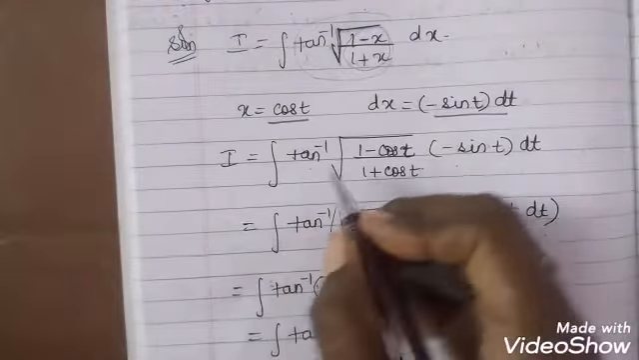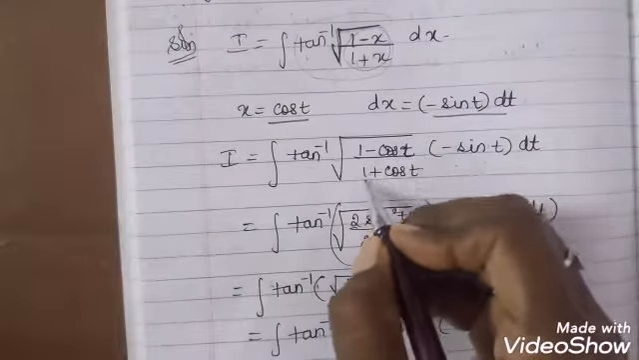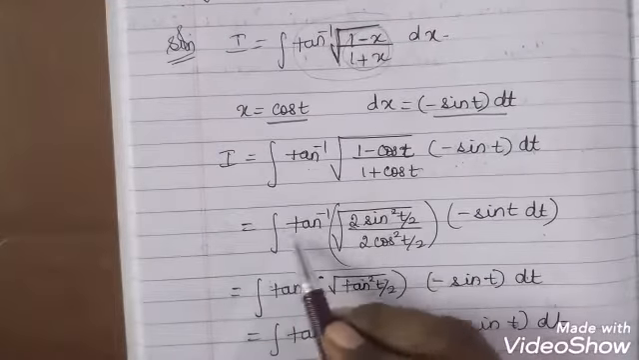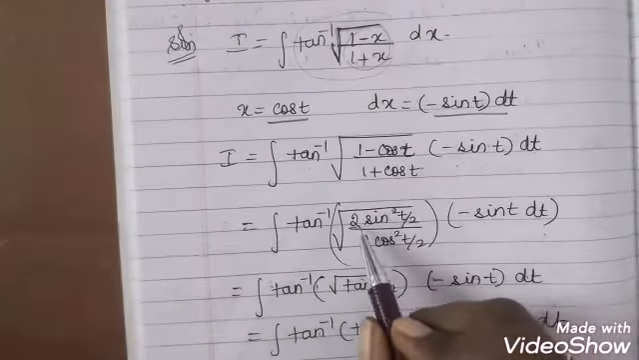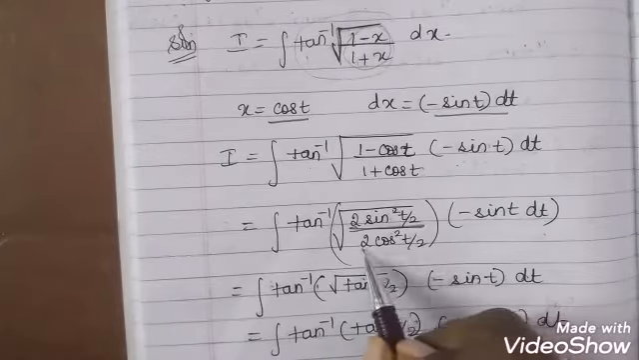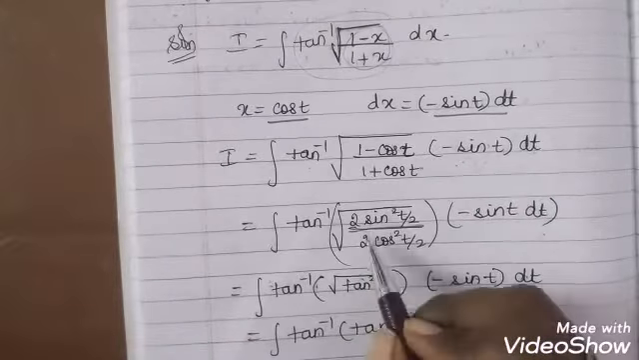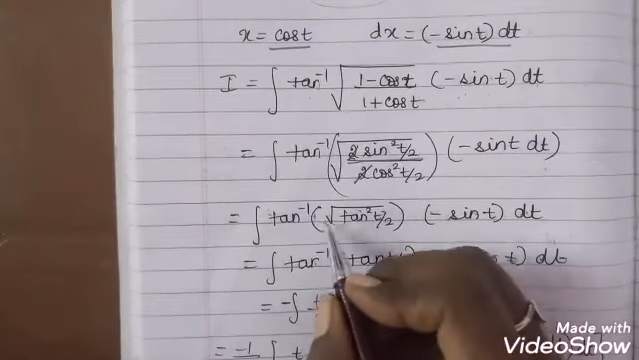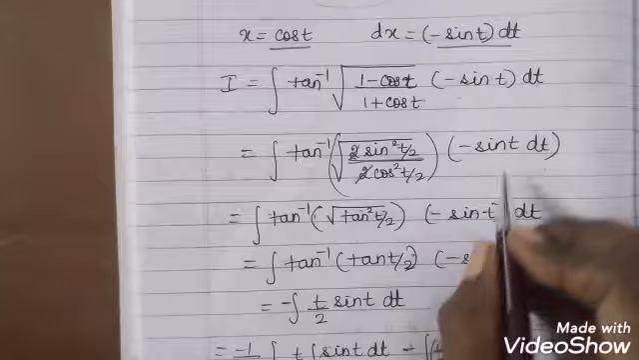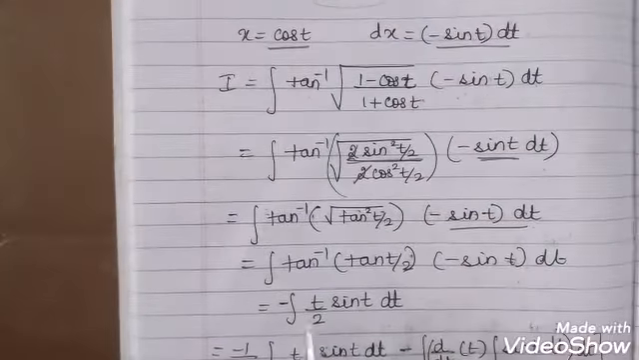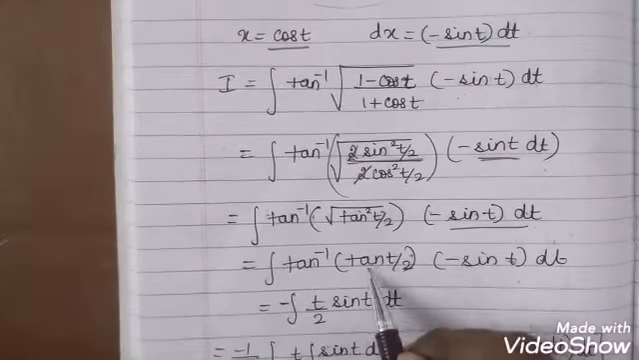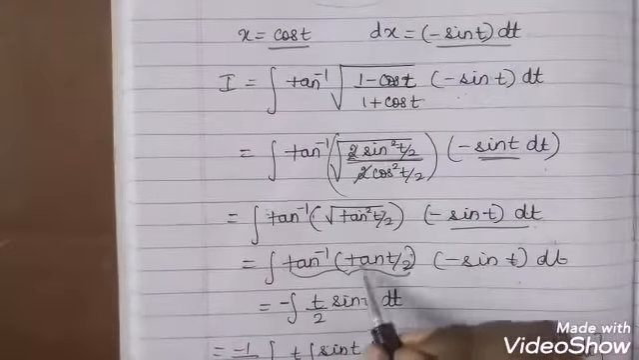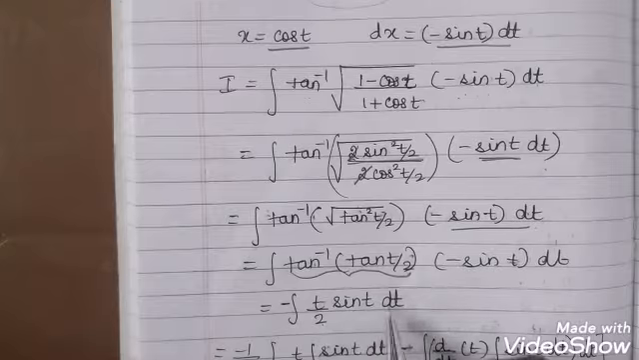I is equal to tan inverse of root of 1 minus cos t divided by 1 plus cos t, into minus sin t dt, which is equal to tan inverse of, 1 minus cos t is 2 sin square t by 2 divided by 2 cos square t by 2, into minus sin t. Of course it gets cancelled. You are left with the integral of tan inverse of square root of tan square t by 2, into minus sin t. So this is equal to tan inverse of tan t by 2 into minus sin t. So what is tan inverse of tan t by 2? This gets cancelled. You are left only with t by 2 sin t dt.